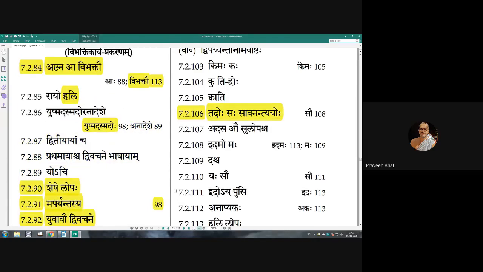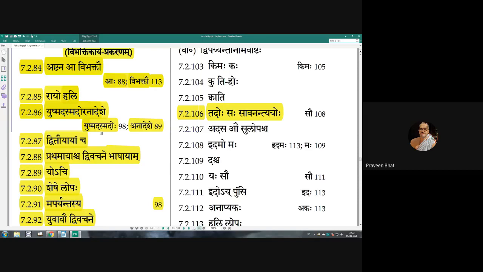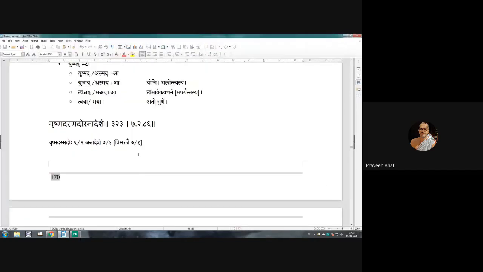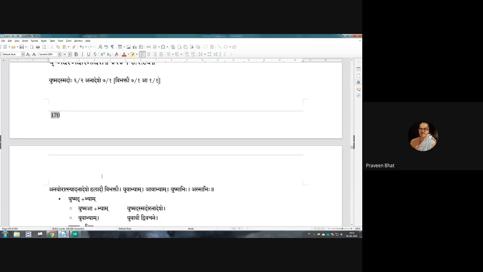Anyway, so we get vibhaktau here. Yushmad asmadoho anadeshe vibhaktau. What is the adesha? A is the adesha. So A also comes down. A is the adesha, so anayoho at syat. A is at akar adesha syat. Anadeshe halado vibhaktau pare.